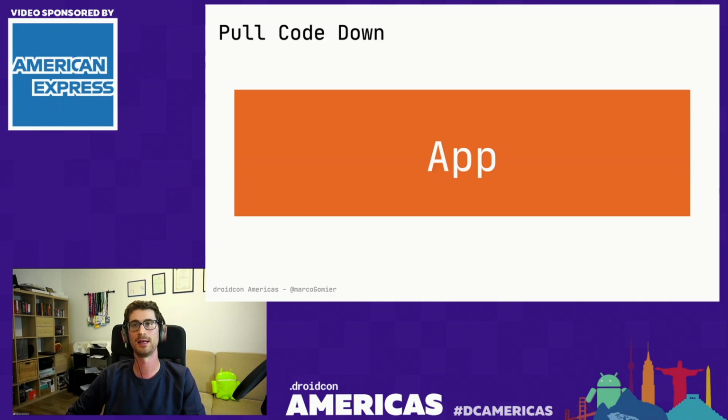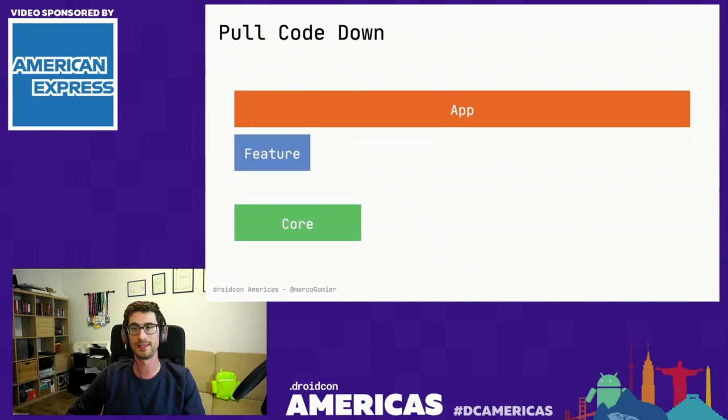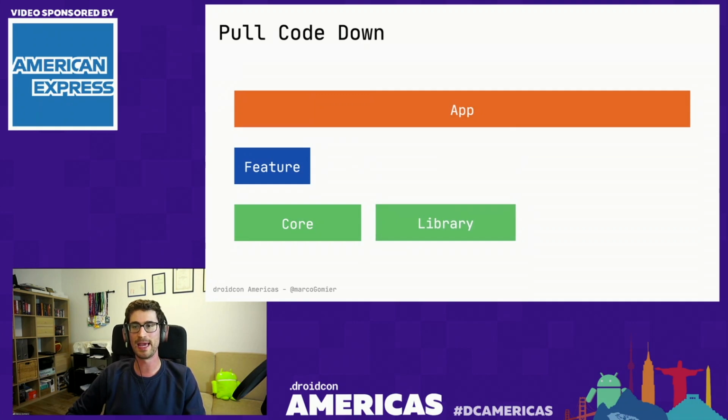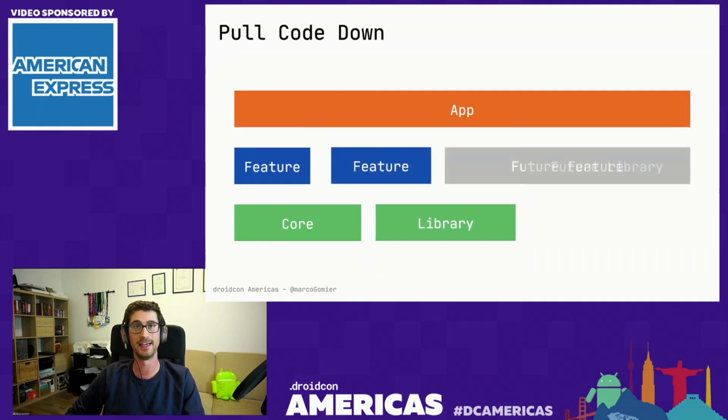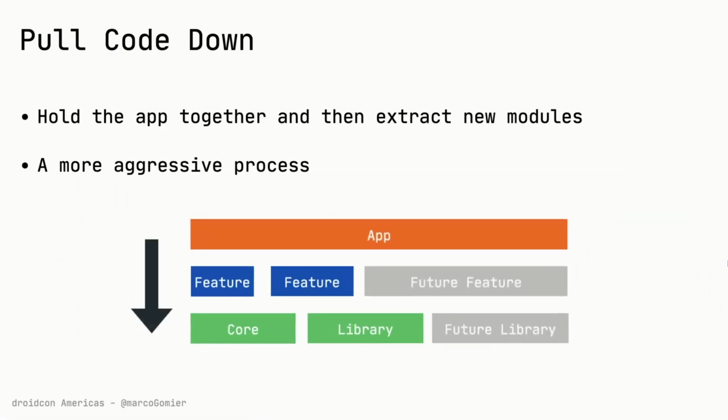The other way to do things instead is pulling code down. In this case, we leave the application as it is in the existing app module. And then we start pulling code down. So we create new libraries and new features from the existing app module until we end the code that there is in the app module. This approach is more aggressive because it forces us to modularize, and because if we extract something to the bottom, we next cannot access dependencies and stuff on the upmost levels.